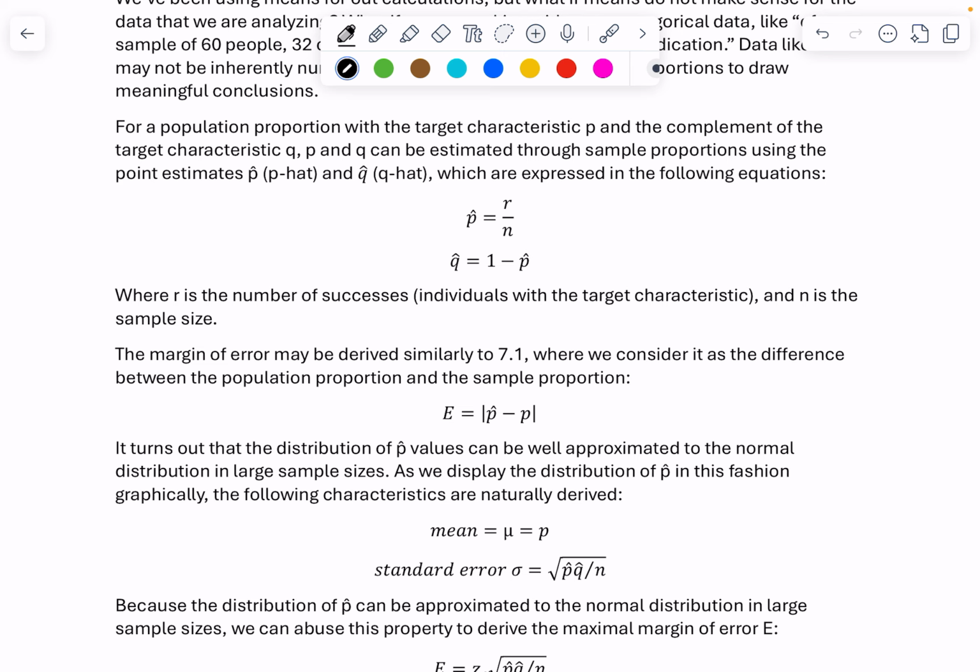Looking at that second equation for Q hat, we can see numerically that Q hat is going to be the complement of P hat. That makes sense because if you don't have the characteristic, the only option is that you do have the characteristic and vice versa. And looking at the first equation a little more, R represents the number of successes, or individuals with that target characteristic, and N is the sample size. So we're looking for the proportion of people who have the characteristic we have in mind here.